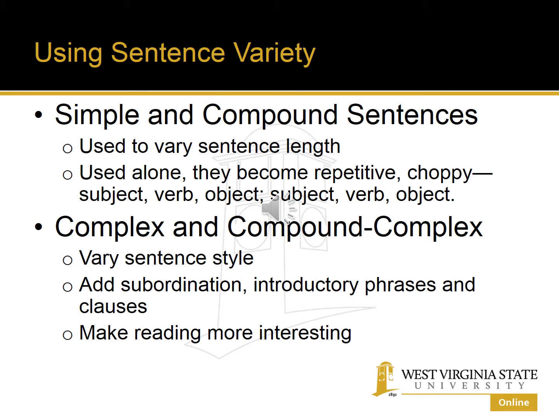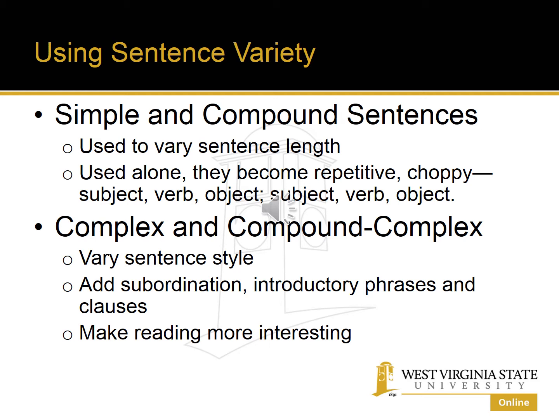So good writing varies the sentence style, the types, and the length. Some sentences are short, some sentences are longer. For example, if we want to vary the sentence length, we would use a combination of simple and compound sentences. But if compound and simple sentences are used alone, they become very repetitive. The writing sounds choppy where we have subject, verb, object, which is the normal word order for a simple or compound sentence.